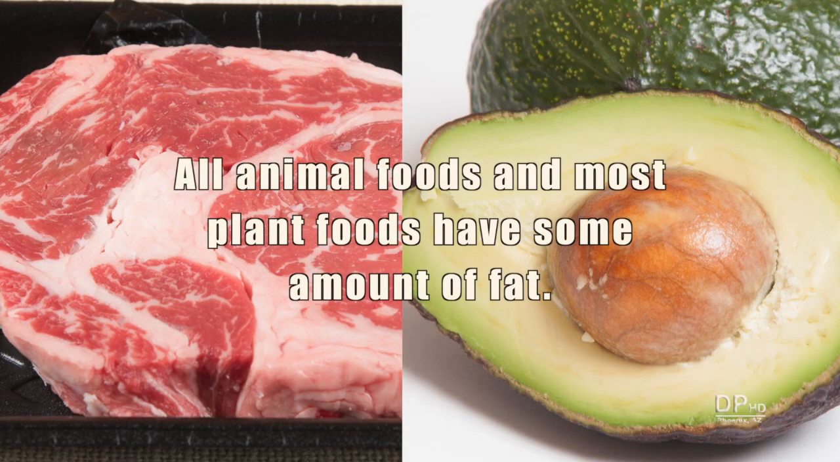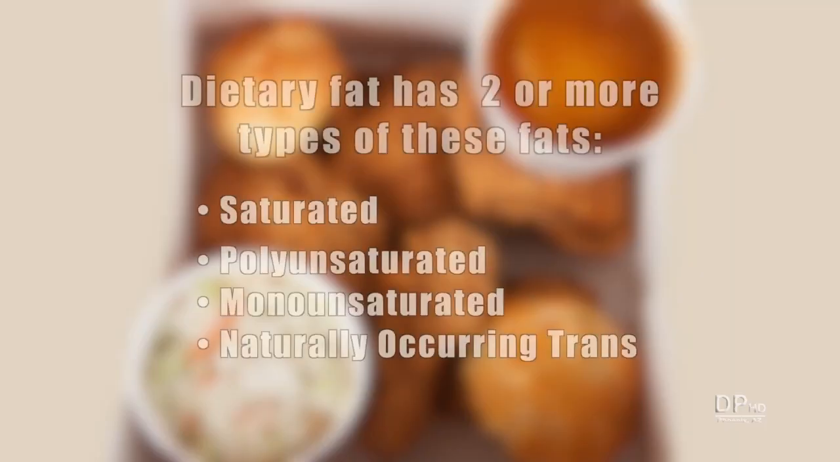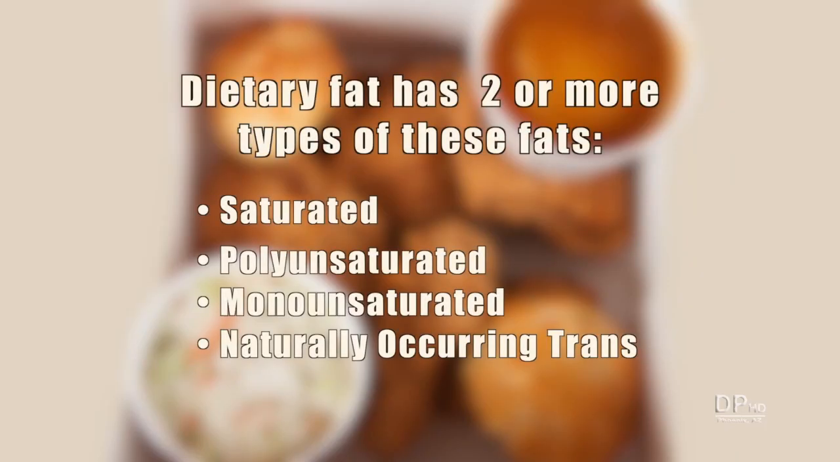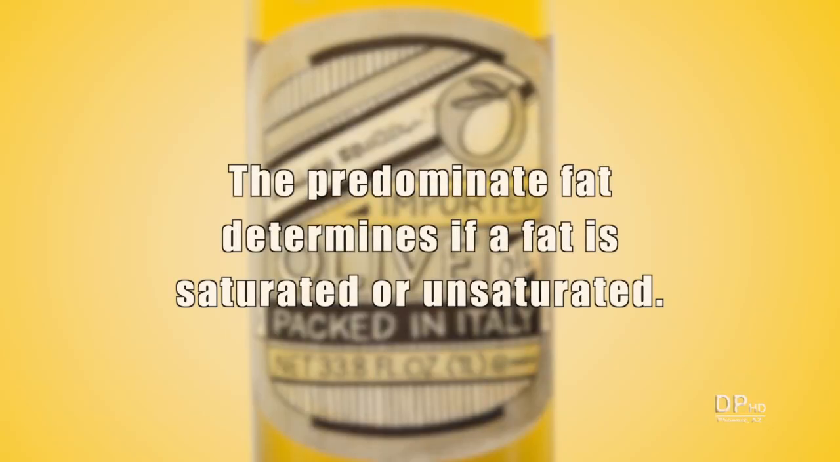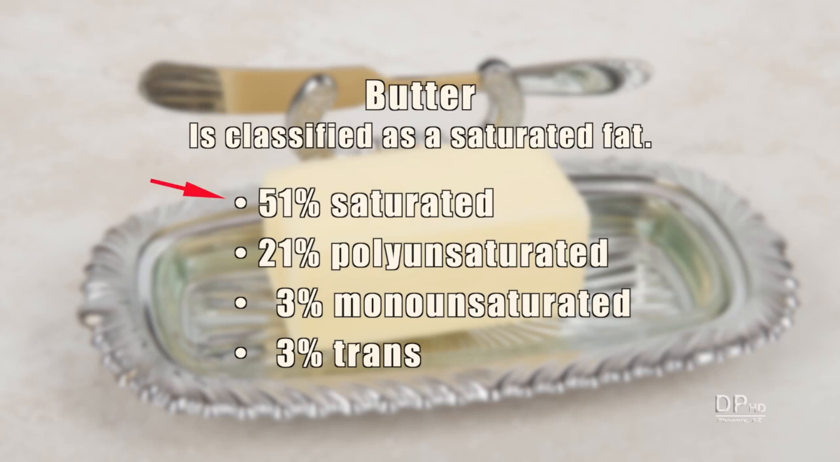All animal foods and most plant foods have some amount of fat. The fat can be saturated, polyunsaturated, monounsaturated, and naturally occurring trans fat. Dietary fat has 2 or more types of these fats. The predominant fat determines if a fat is saturated or unsaturated. Butter is classified as a saturated fat because 51% of the fat is saturated. It also has about 3% trans fat, or 0.4 grams per tablespoon.